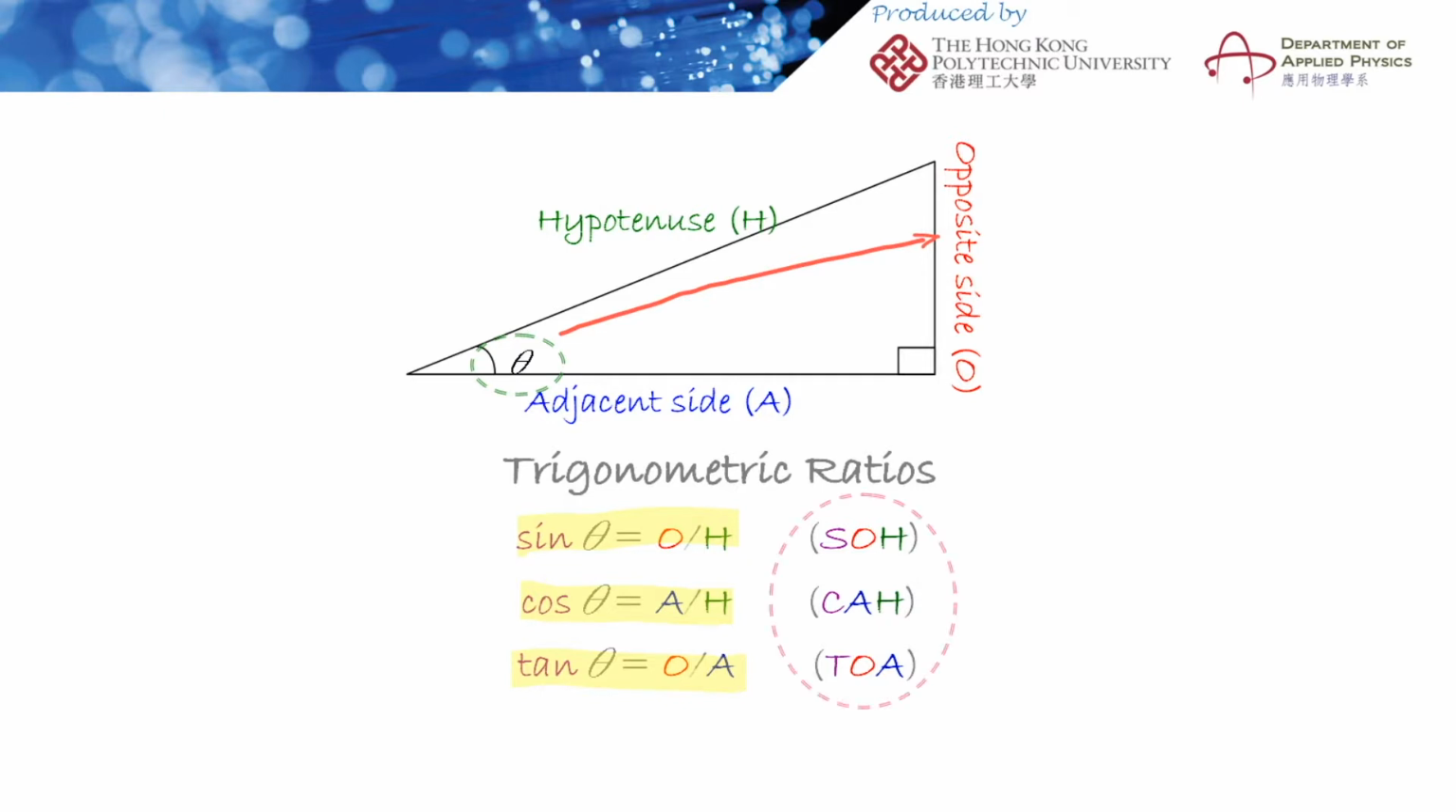The so-called SOHCAHTOA. The first letters of these three words are S, C, and T. S refers to sine, C refers to cosine, and T refers to tangent. For example, SOH means sine theta is equal to the opposite side over the hypotenuse. At this moment, you don't know how to use this formula in the trigonometric calculations. Don't worry, later on I will show you how to use it.